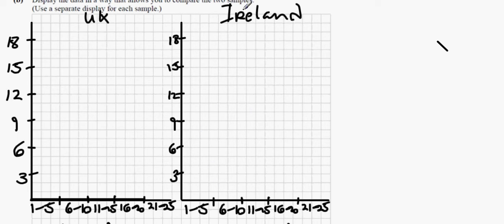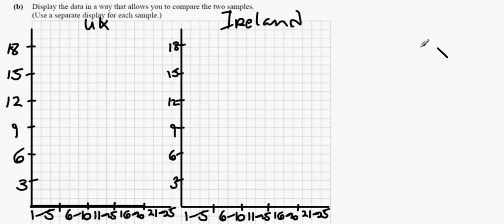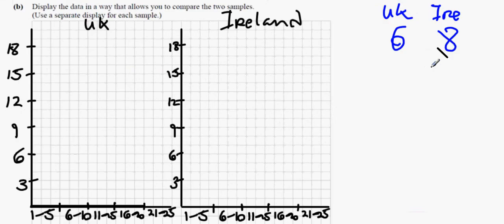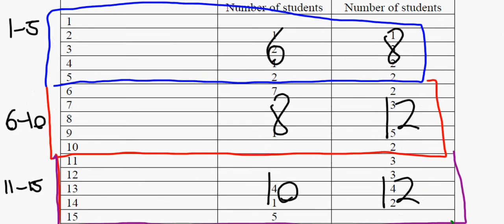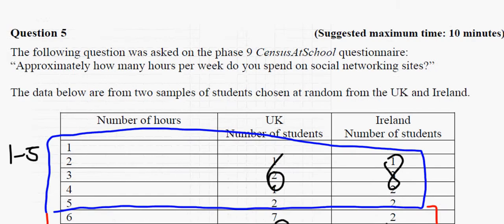What we're looking to do next is find out the numbers of each one. So we go back to the previous page. It's 6 and 8 for the first two, UK versus Ireland. Then 8 and 12, and 10 and 12. The next one after that is going to be 19 and 14. And then the one after that would be 7 and 4.